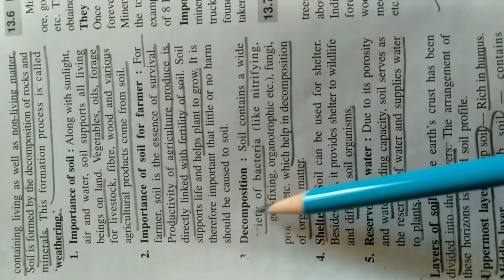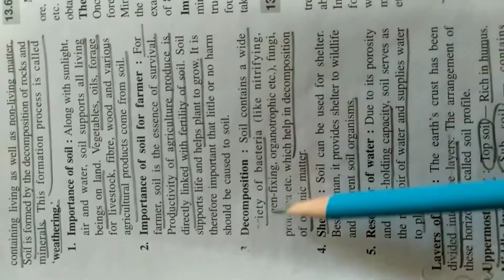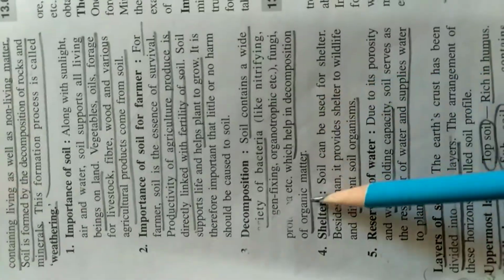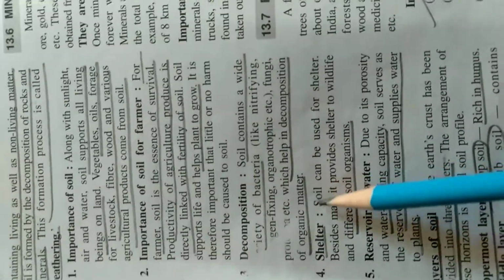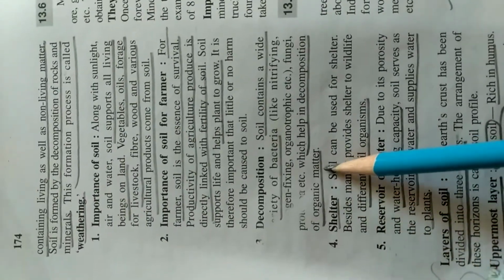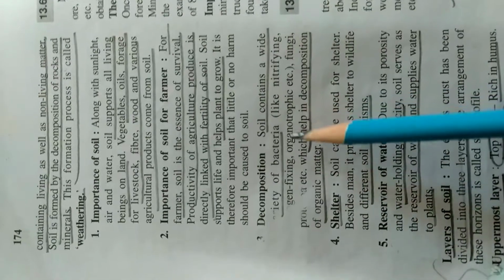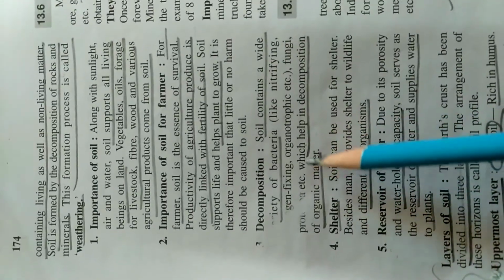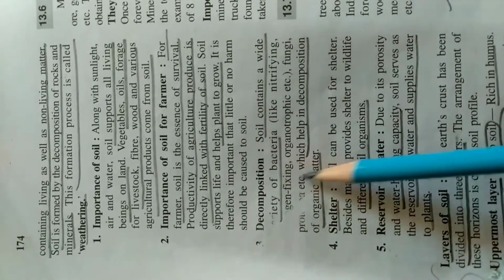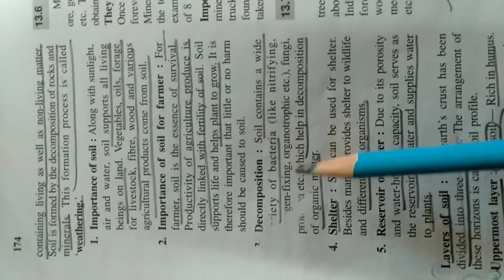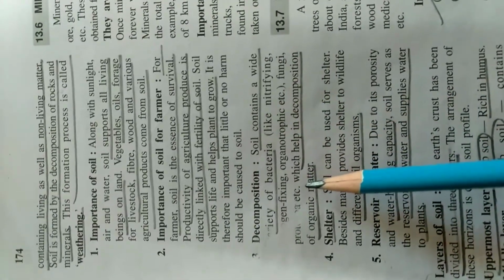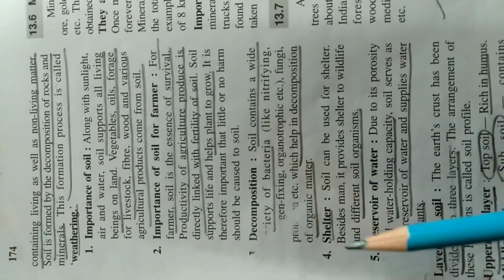Then next is decomposition. Soil also contains bacteria in it. This is a very important point, and it helps in decomposition of organic matter. Sometimes you must have seen that certain animals, when they die and are left on the land, after some time you will find that the body of that animal starts decomposing, meaning it starts mixing up with the soil. So how does it happen? It happens with the help of the bacteria that is available in the soil. So that is an important function of soil.